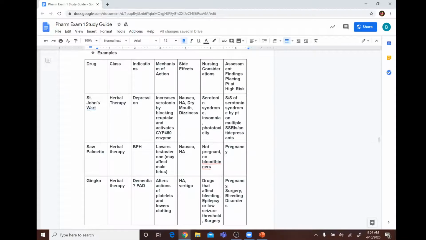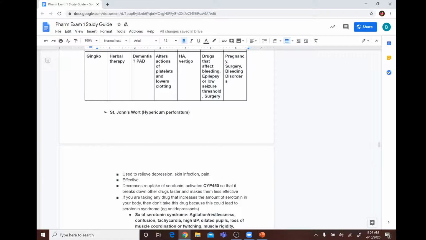What are the assessment findings that place the patient at high risk with taking St. John's wort? Signs and symptoms of serotonin syndrome, or a patient on multiple SSRIs or antidepressants.